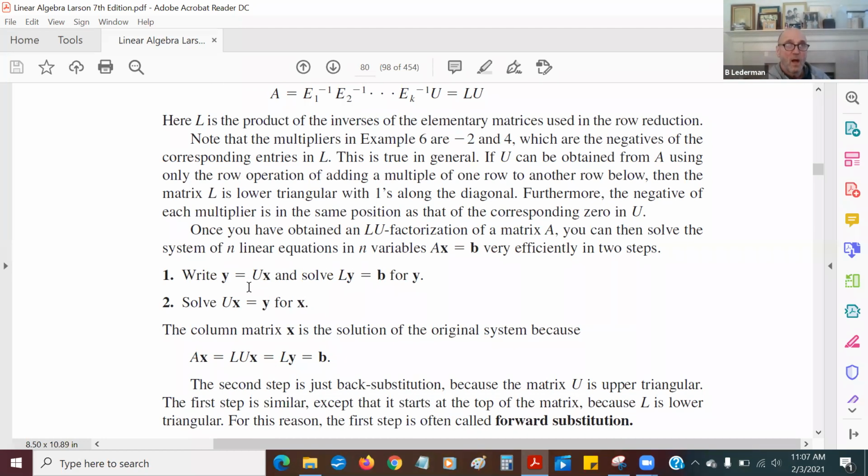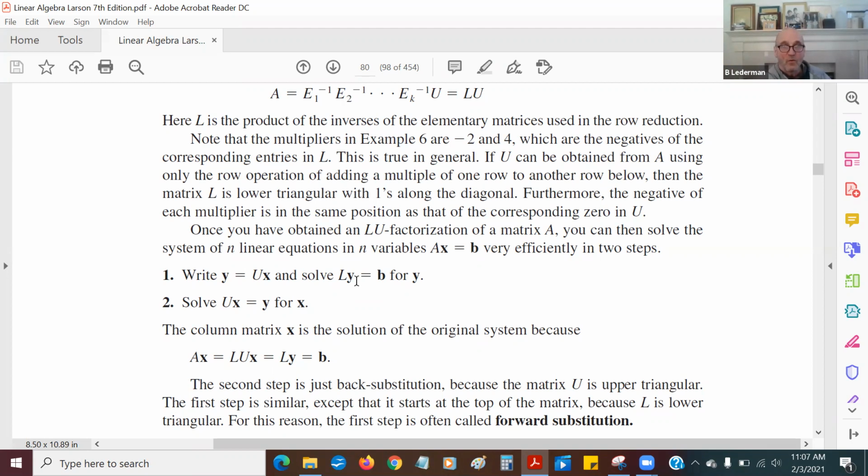But once I have this matrix Y, I'm going to multiply Y times the L of the LU factorization to get B. Now I know what B is because that's going to be given as part of the problem. That's going to be the constants. I know what L is because I did the factorization of A, and this is going to help me solve for Y. Now what's the big deal about this? So I took one system of equations to solve, and all I did is now have a new system to solve.